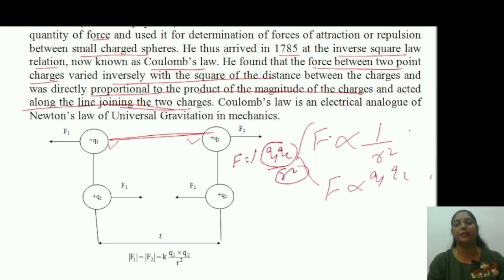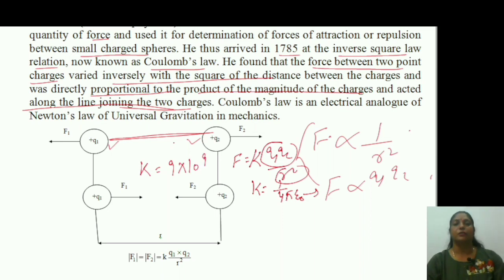And the proportionality constant you write here is K. And what is K? Constant K is equal to 1 by 4 pi epsilon naught. Epsilon naught is the permittivity of free space and its value you know. And what is the value of K? When the two charged bodies are kept in air, or vacuum, or free space, K is equal to 9 into 10 to the power 9. So this is about this paragraph, Coulomb's law.